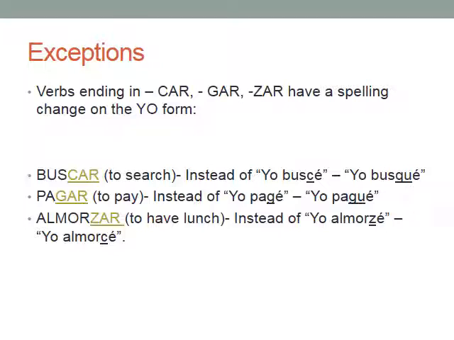So what you should take away is that if the verb ends in CAR, in the yo form you're going to change the C to a QU. If the verb ends in GAR, in the yo form you're going to change the G to a GU. And if the verb ends in ZAR, you're going to change that Z to a C in the yo form. We'll get more practice with that.